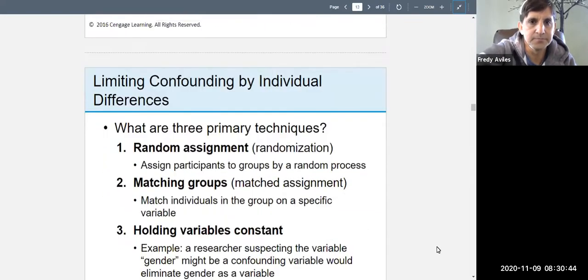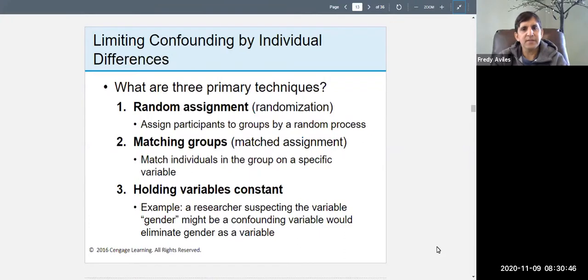Let's keep going. There are ways to limit these individual differences, a way to potentially get rid of these confounds. And we actually talked about them already. So I'm just going to mention them now. Okay. Primary techniques, random assignment.